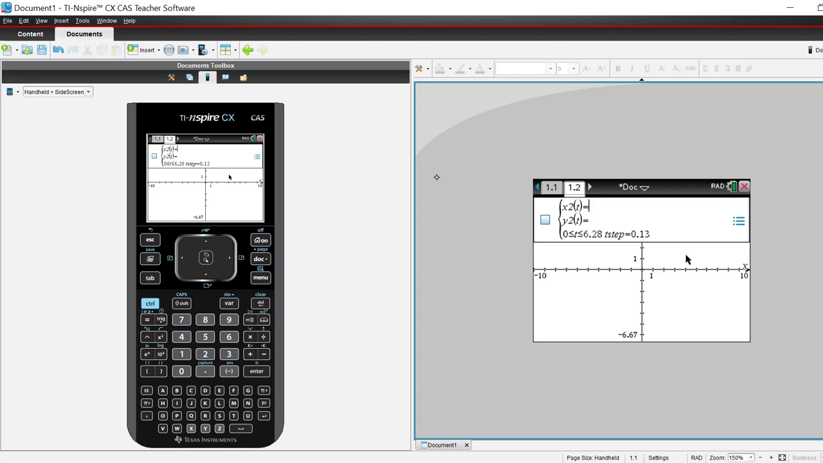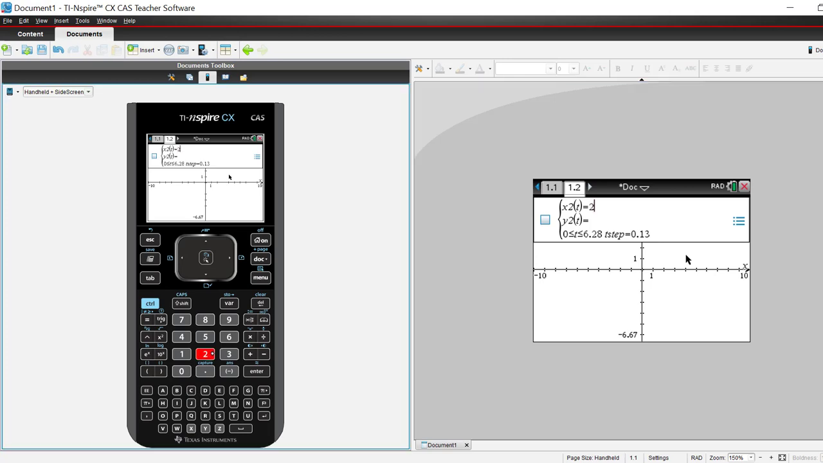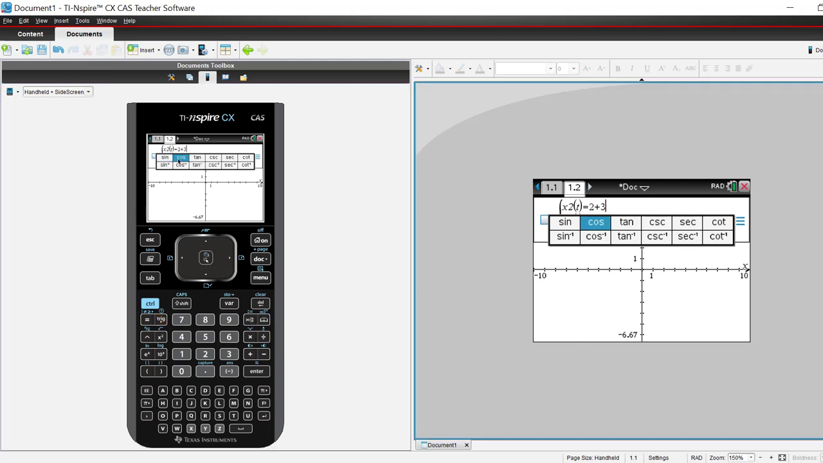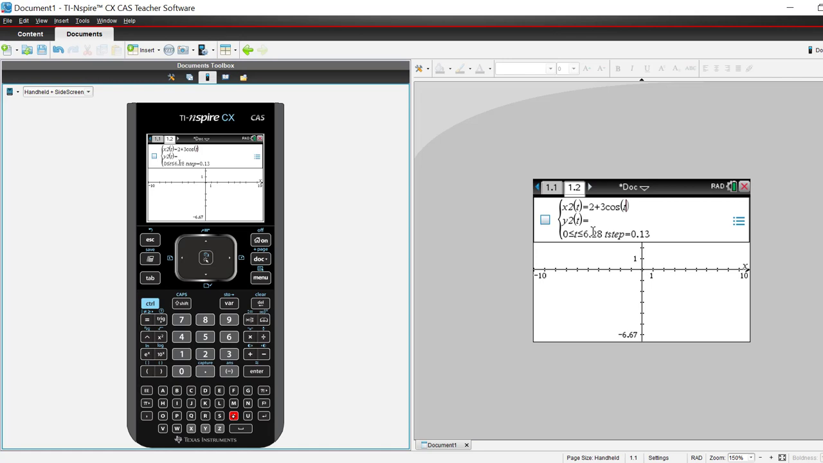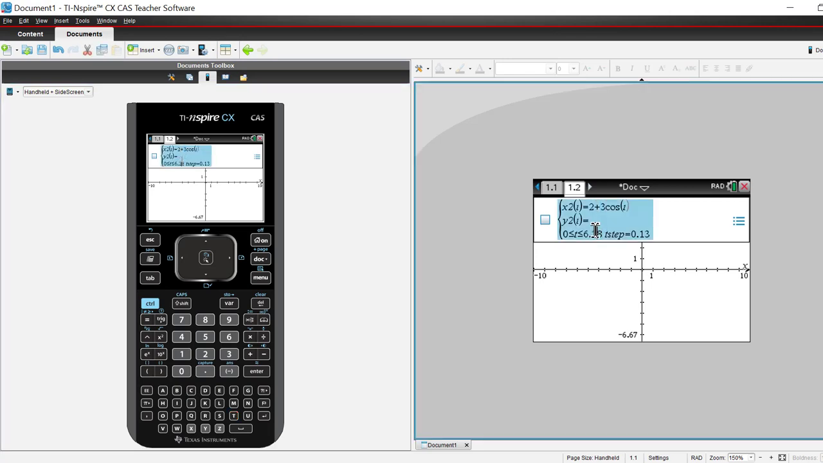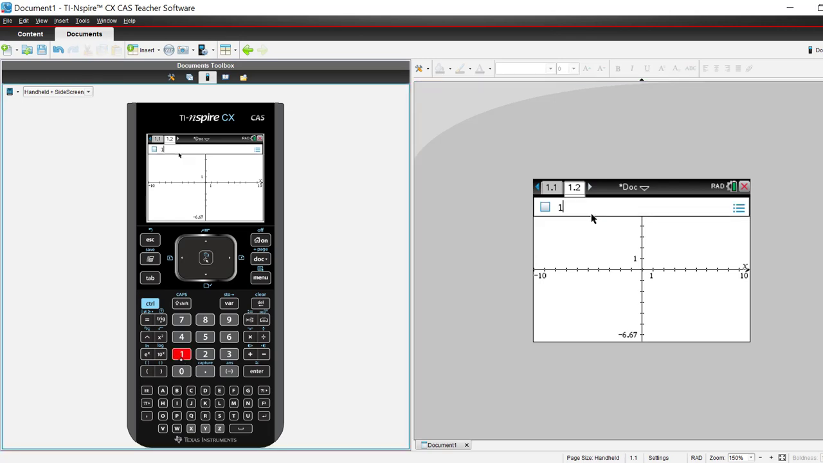If we do it one more time, x is equal to 2 plus 3 cos of t. You can type in cos, or you can just go to trig and cos. It does actually allow you to type it in. Be careful, t. If you go putting in theta, the calculator is going to go, oh, I don't know what's going on. y is equal to 1 plus 3. Oops. What have I done there?